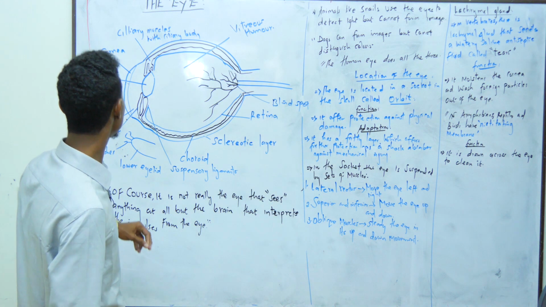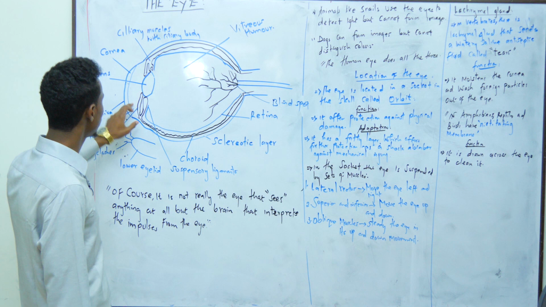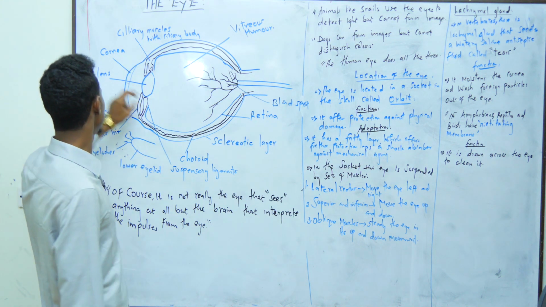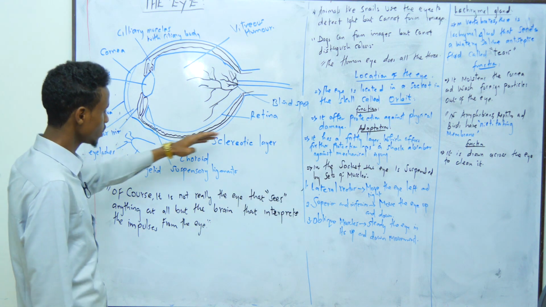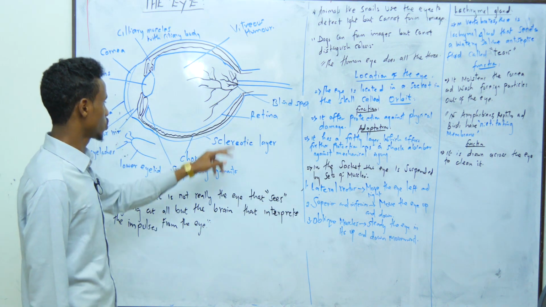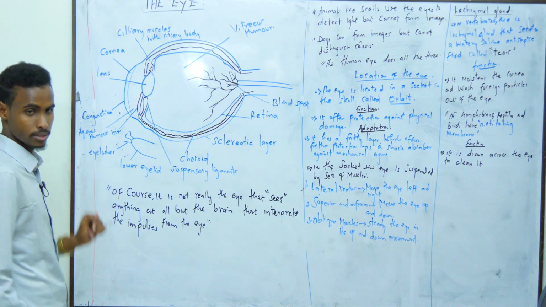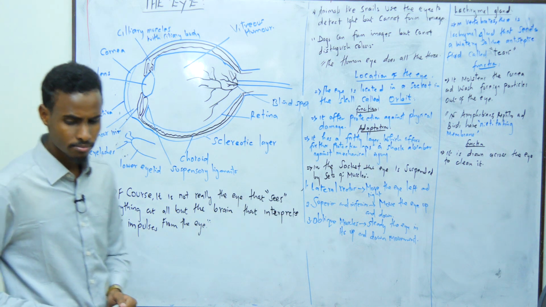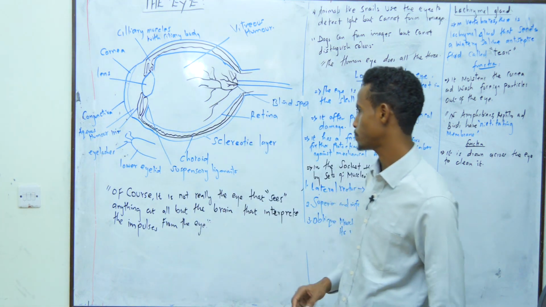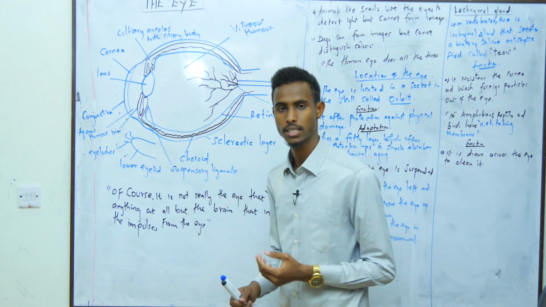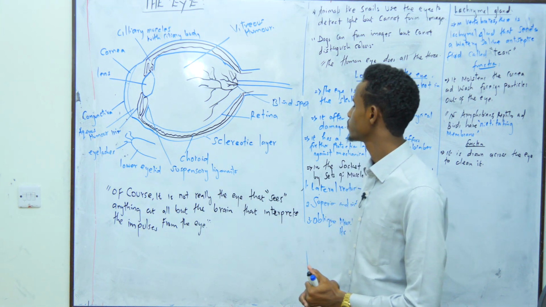Right. Again, you can see that we have the iris. You have the ciliary body. We have the cornea. We have the conjunctiva. And we have the blind spot as well. The eyelid, the eyelashes. Basically, those are the structures of the eye. Also, the eye is suspended by ligaments and muscles, and we are going to see those muscles.